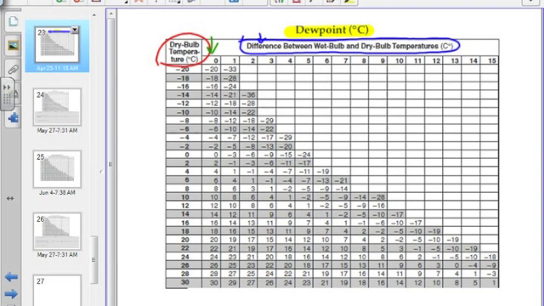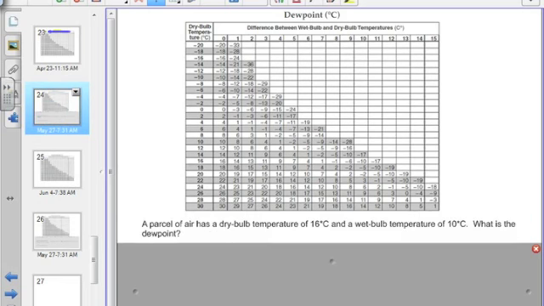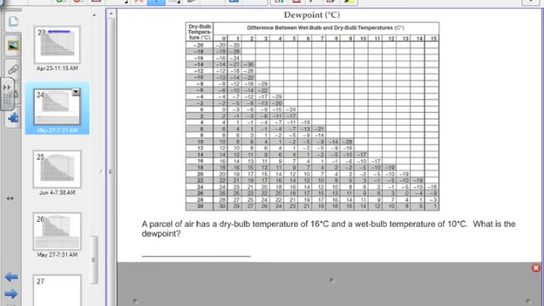Let's try a sample question. All right? Now, first question. A parcel of air has a dry bulb temperature of 16 degrees Celsius and a wet bulb temperature of 10 degrees Celsius. What is the dew point? What are you looking to find out this time? You're looking to find out the dew point. It will be a value somewhere within the body of the chart.